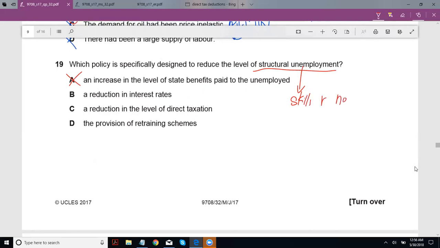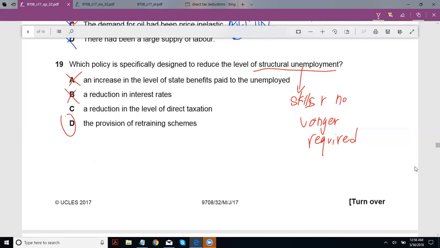are no longer required. So you basically need to find some way of retraining them, of ensuring that they do have the skills that are required in the current state of the economy. So that would be the provision of retraining schemes. Let's look at the other options. We've already crossed out A.